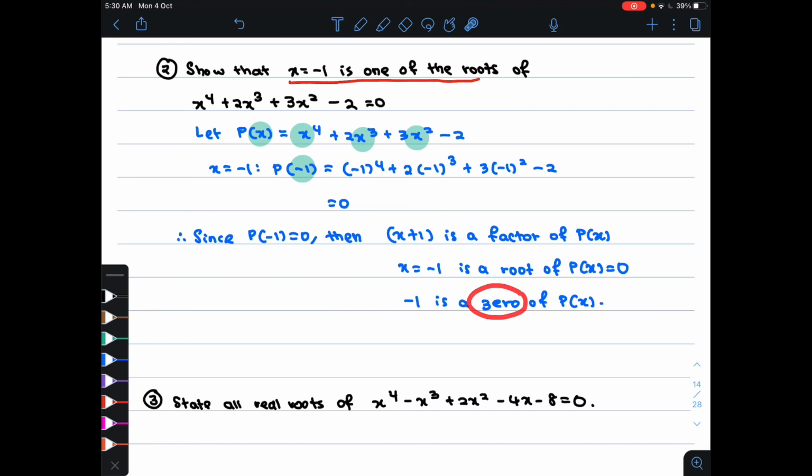For a 0, there's no need for you to write x equal to. Just ignore the x and equal sign. So take negative 1 and that is your 0 of p(x). Since we need to show that x equal to negative 1 is one of the roots, therefore this is the answer for this question.